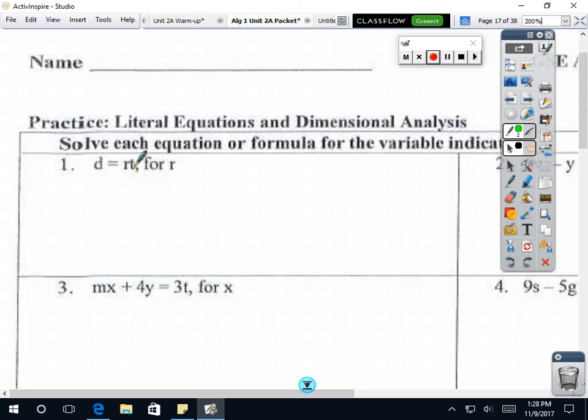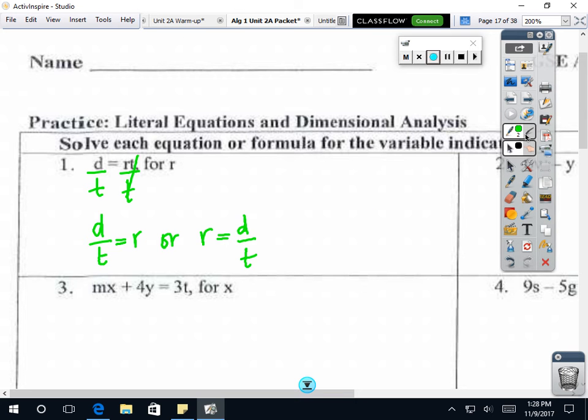Correct. It's being multiplied by T, so the inverse of multiplication is division. So divide by T on both sides. D over T now equals R, because the T's cancel out. Or if you wanted to, you can rewrite it as R equals D over T. And what property says I can do that?